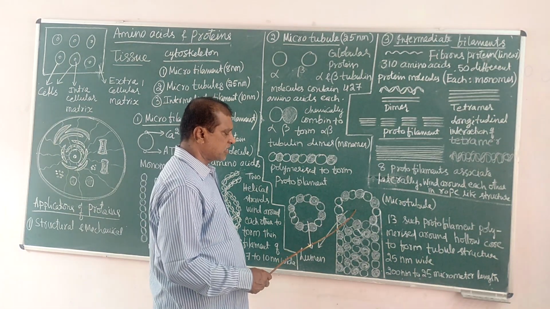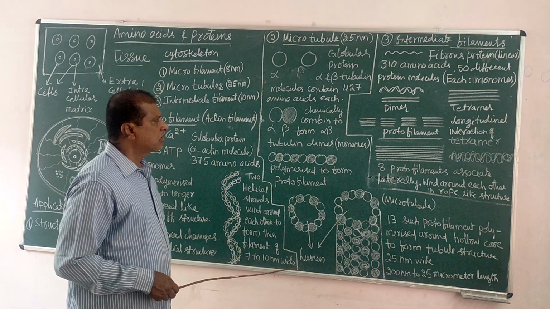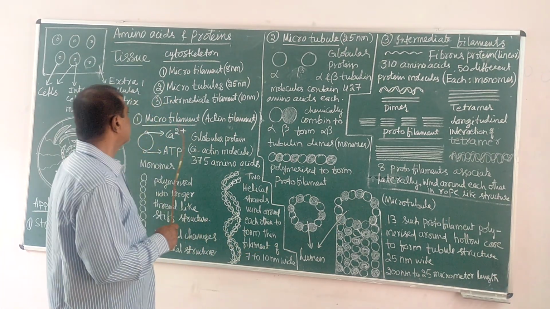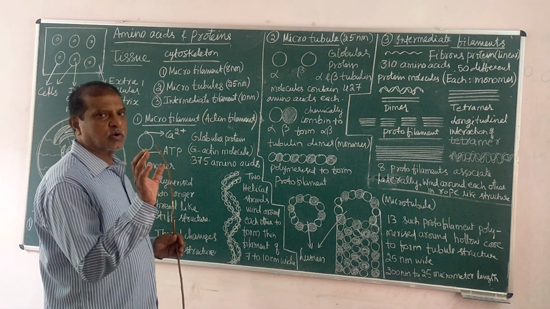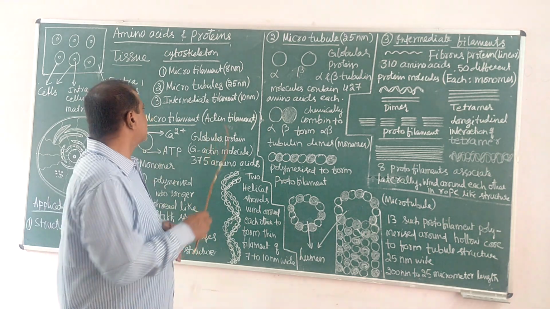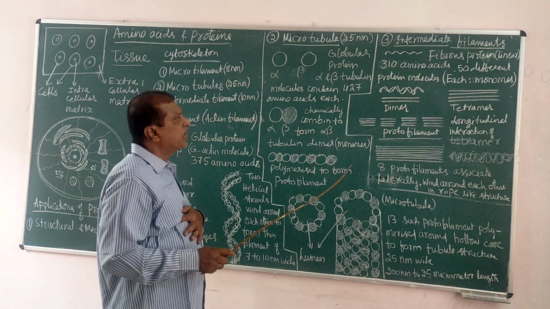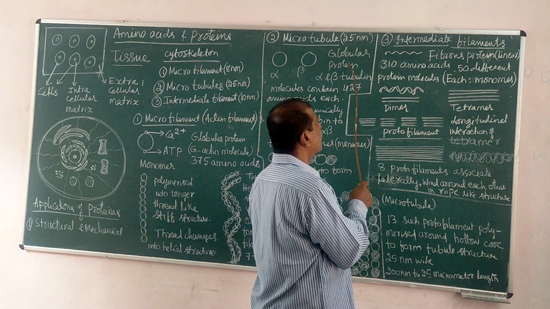A structure of mechanical strength, tensile strength. Now another structure, the third one, the intermediate filament, which looks like a rope-like structure. What is the intermediate filament made of? It is made of fibrous protein, not globular protein.